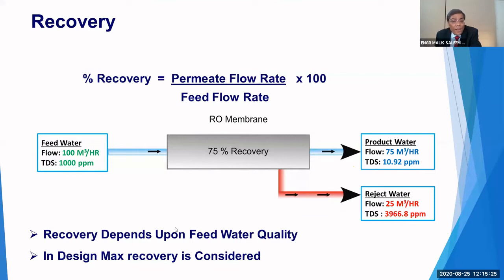3,966.8 ppm. This is how all the TDS is rejected from the feed to the reject, and you can see the TDS passage in the product is very minor, which is 10.92 in the system, and this is called the permeate or the product water.